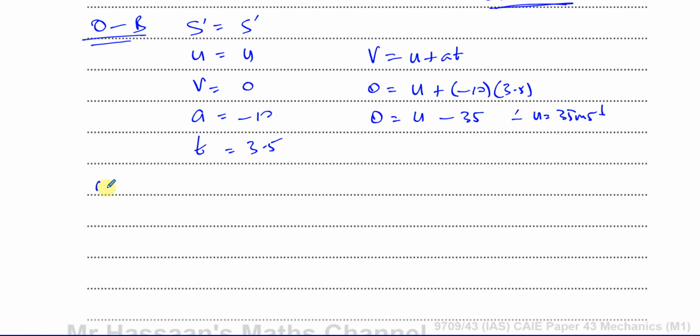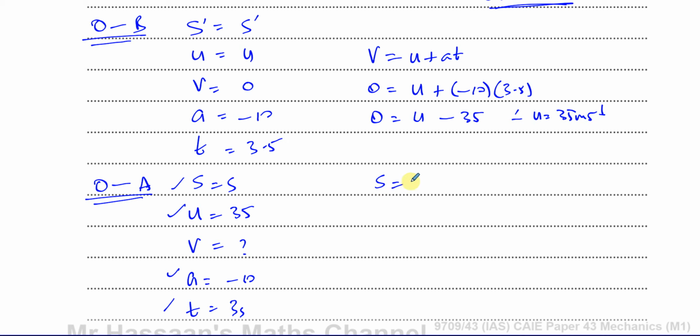So we can now look at O to A. So it's a different situation now. Our S is what we have to find. Our U is 35. Our V, now we don't know. Our A is minus 10, and our T, let's look at the first situation when it was 3 seconds. We can look at that, and that will help us find what S is. So now we can find the value of S.